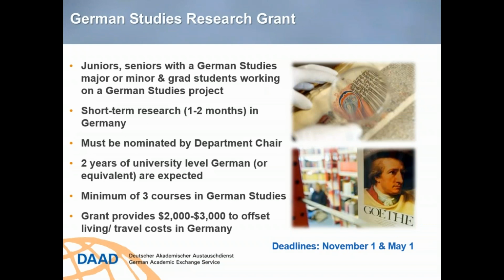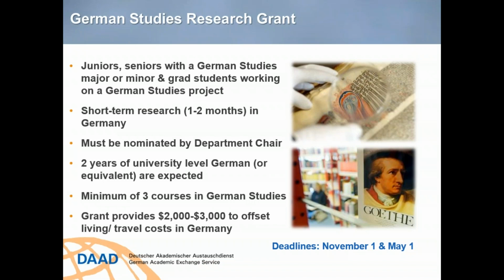Let's move on to the German study research grant. This grant is open to undergraduate and graduate students, and it can be used for short-term research between 1 to 2 months. For this grant, it is important that applicants are nominated by their department or program department chairs. Some of the requirements are that applicants should have at least 2 years of college-level German or equivalent and at least 3 courses in German studies by the time of application.